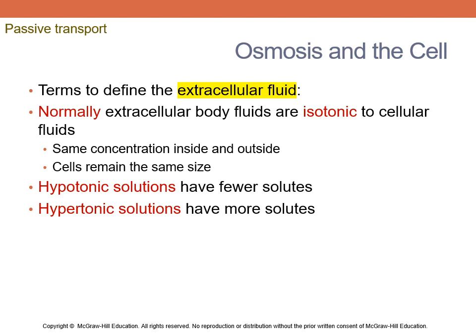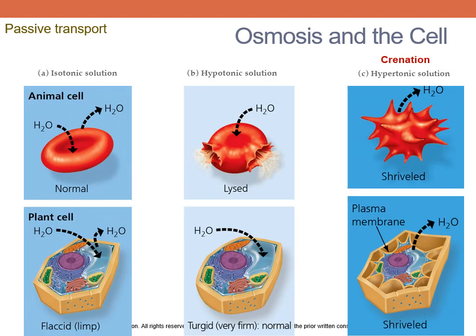So you should be able to figure out which direction water will move if given a question with external and internal cellular concentrations of solutes. Osmosis affects cells differently based on their structure. We'll look at red blood cells and compare them to plant cells.